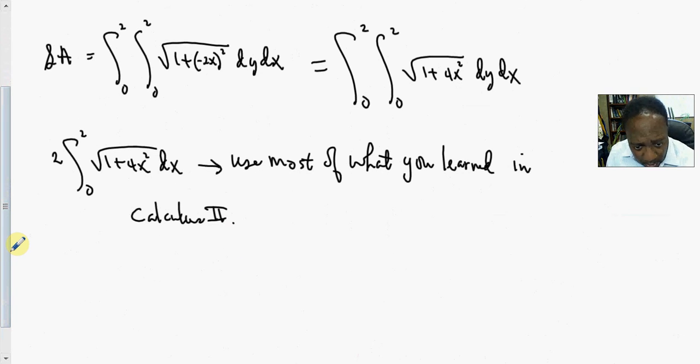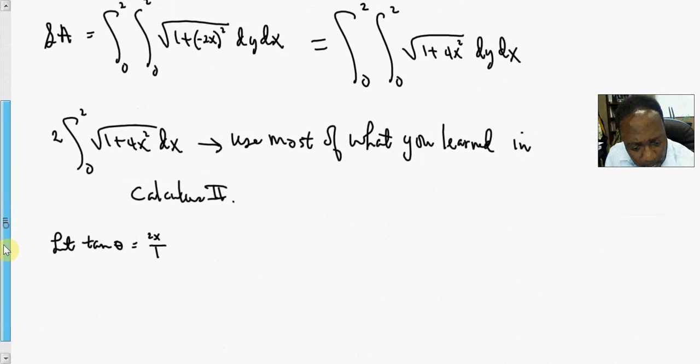The first thing that we're going to use is trigonometric substitution. Here you have the form a squared plus u squared, you use tangent theta. If it was a squared minus u squared, you use sine theta. And if it's a squared or u squared minus a squared, you use secant theta. So here's this plus. So we say let tan theta equal to 2x over 1.